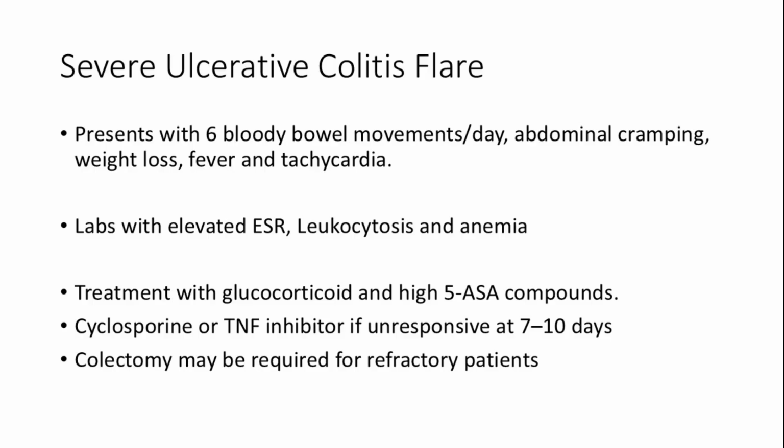accompanied by abdominal cramping, weight loss, fever, and tachycardia, all signs of systemic inflammation and significant disease activity. Laboratory findings often include an elevated erythrocyte sedimentation rate, ESR, leukocytosis, and anemia, reflecting active inflammation and chronic blood loss. Initial treatment involves high-dose glucocorticoids combined with high-potency 5-aminosalicylic acid, 5-ASA, compounds.